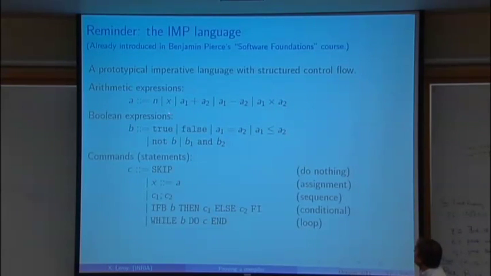So at the level of arithmetic expression, we have only one data type, which is integers. Arithmetic expression, well, we have constants, variables, and sum, difference, and product of two expressions. And for Boolean expressions, we can test for equality or less than or equal between two expressions. And we can also take Boolean negation or Boolean conjunction. Okay, so nice, small language that fits on a slide.